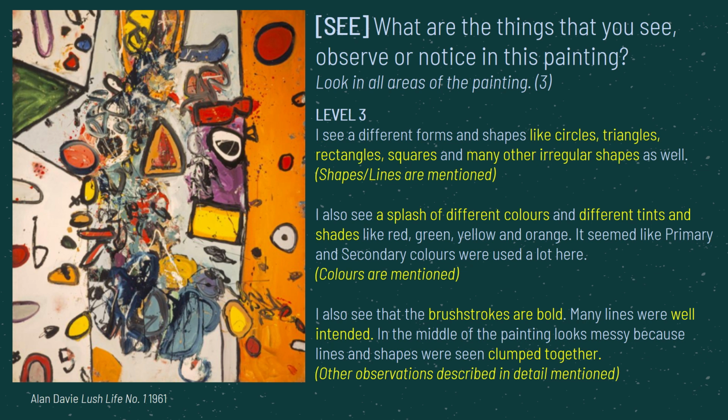An example is, I see a splash of different colors, different tints and shades, like, and then you list down the colors. This is worth 2 marks. And the last one is other observations that you can see, possibly different from the rest of your peers. This is where you train your observational skills. For this particular painting, as an example, I mentioned how bold the brush strokes are and how messy the middle part is. These are all descriptions that I want to see. So this is how you tackle a See question.